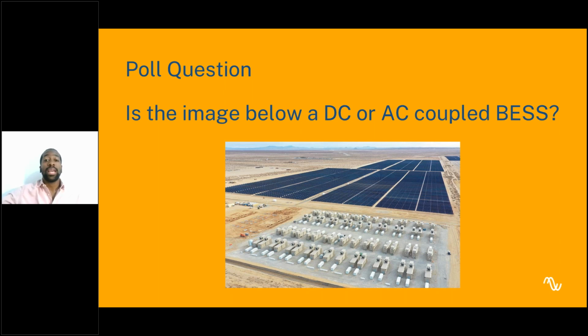Alrighty, so we actually got pretty close results here, but the majority of the people said that this is an AC coupled BESS, and the answer is right. The reason is because this system is located, again, outside of the PV plant. So it is outside, and from here we can see both containers. We have the battery container, and we also have the power conversion system container, which is where the inverter and the transformer are going to be to charge and discharge these batteries.